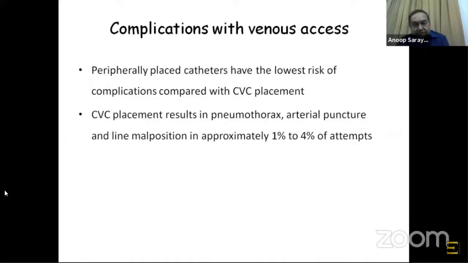Now, complication of access. Peripherally placed catheters have the lowest risk of complication compared with CVC placement, but CVC placement results in pneumothorax, arterial puncture, and line malposition in approximately 1 to 4%.